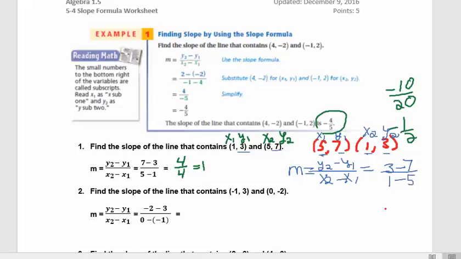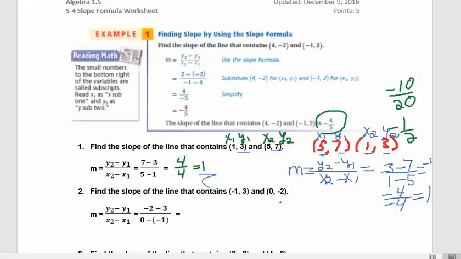So then I simplify. I would get 3 minus 7 is -4. -4 over 1 minus 5 is also -4. So this isn't simplified yet. -4 divided by -4 is 1. And 1 is exactly what I got when I used the points in the other order, that x sub 1, y sub 1 was 1, 3.